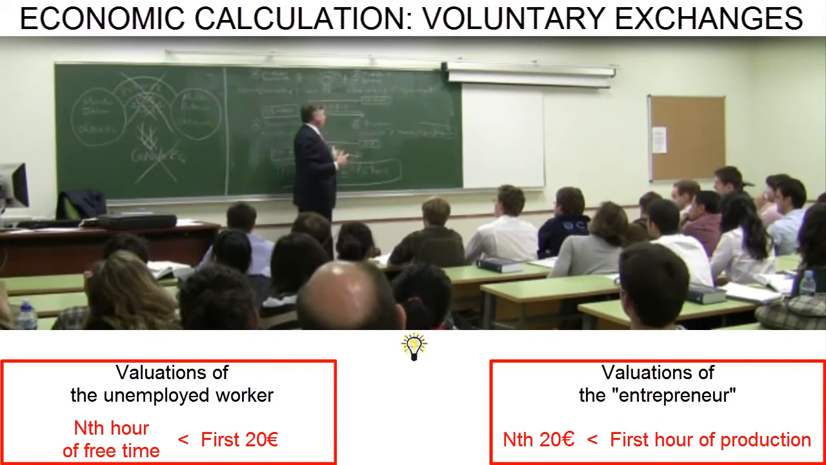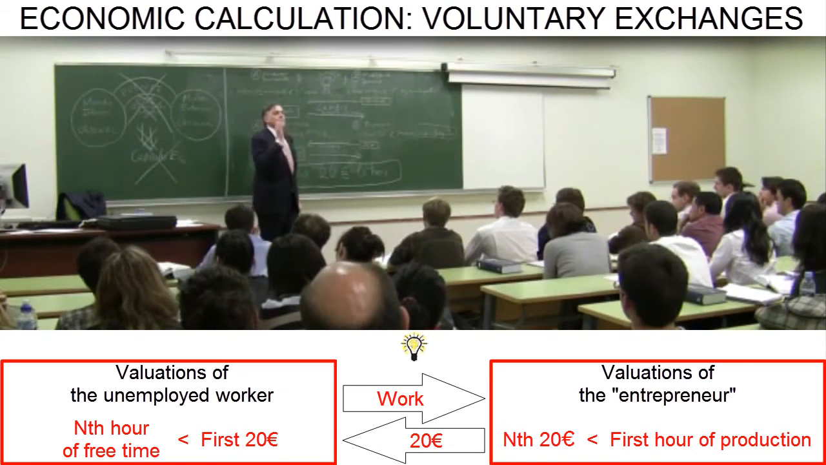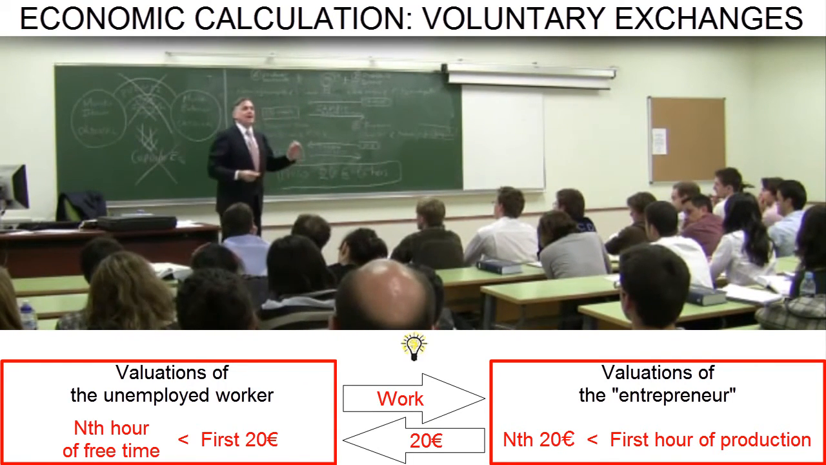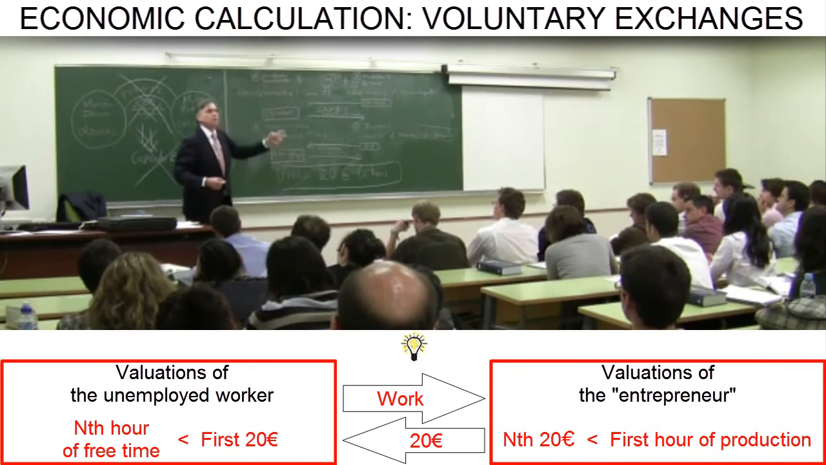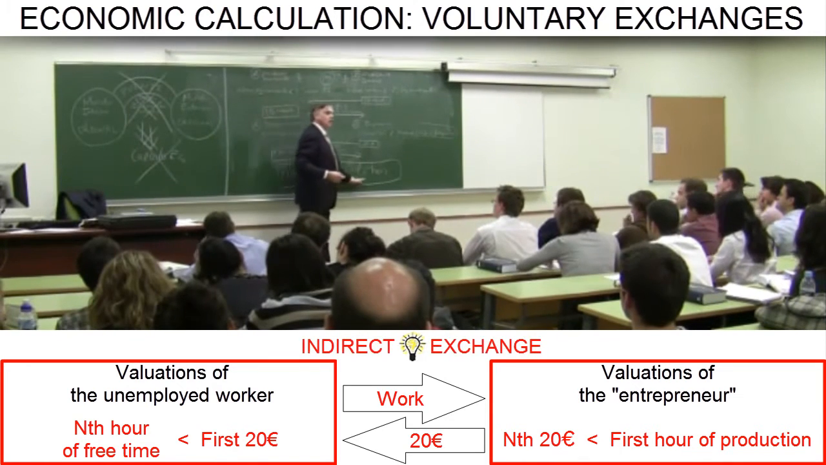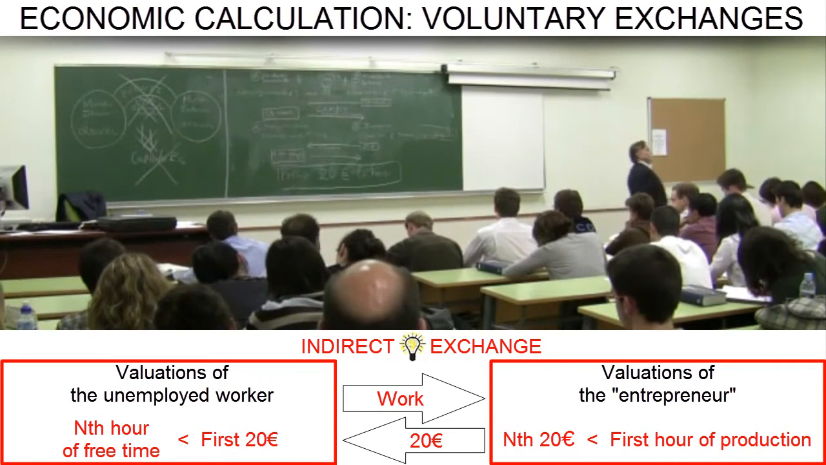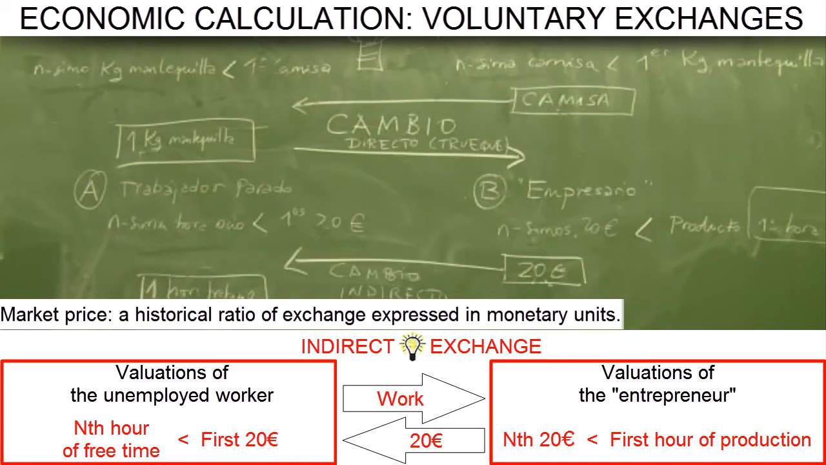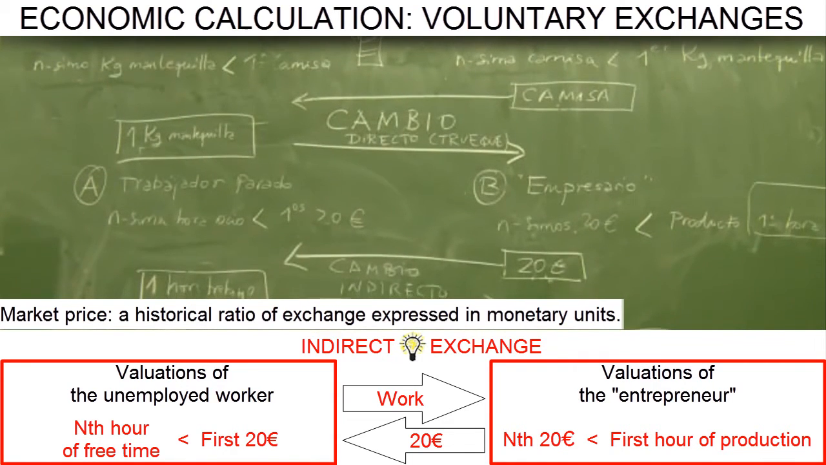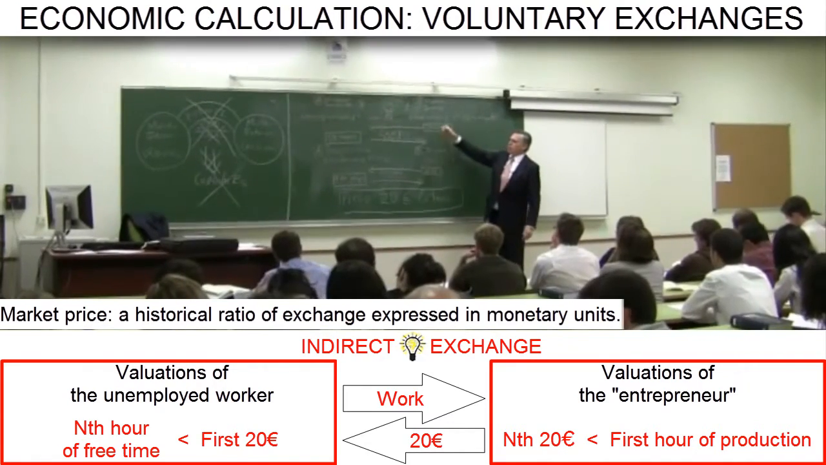The two would immediately agree on the following exchange. I'll pay you 20 euros for an hour of work, and they would both come out ahead. The unemployed worker would have employment and receive 20 euros, and the entrepreneur would receive an hour's work. And since money would be used, this would be an indirect exchange. There is a fundamental difference here, because the indirect exchange involves what is called a historical ratio of exchange, that is, a market price, specifically 20 euros an hour. A market price is any historical ratio of exchange expressed in monetary units.